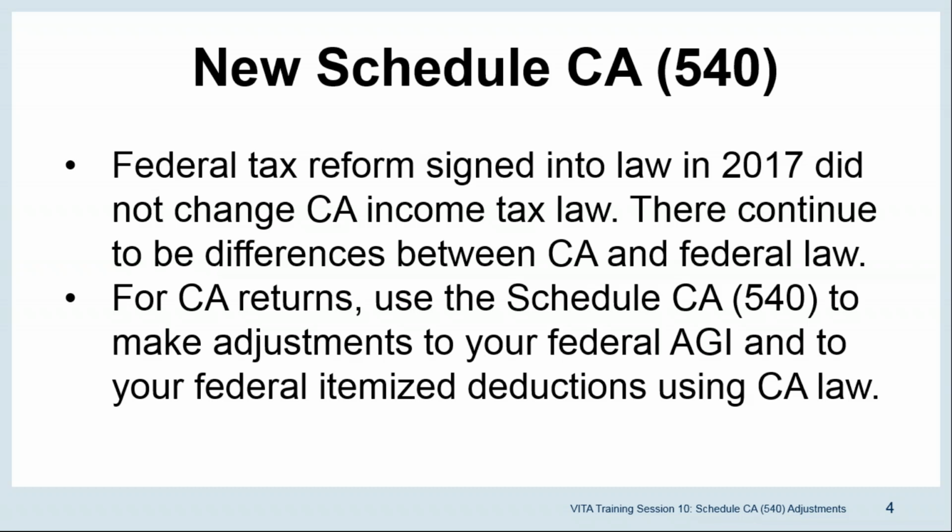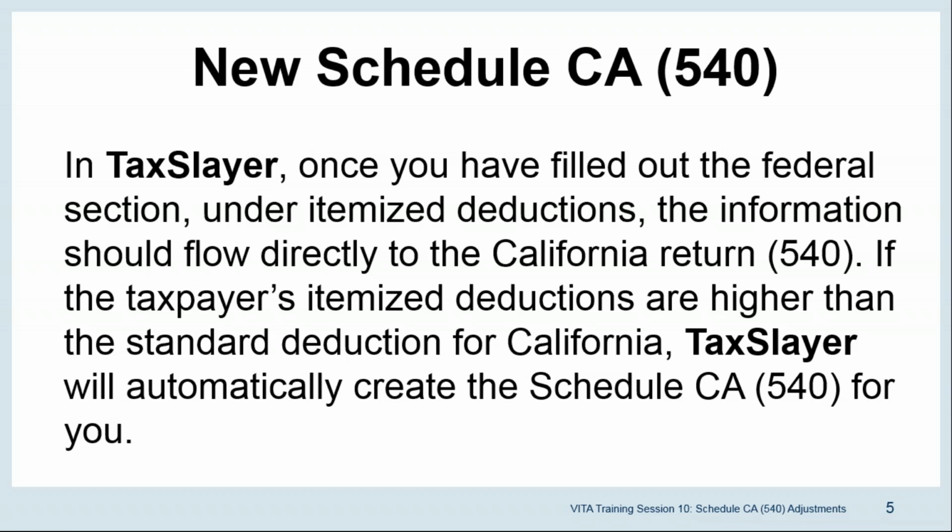When it comes to doing California income tax returns, you will use the Schedule CA 540 to make adjustments to your federal AGI and to your federal itemized deductions using California law. In TaxSlayer, once you have filled out the federal section under itemized deductions, the information should flow directly to the California Return 540. If the taxpayer's itemized deductions are higher than the standard deduction for California, TaxSlayer will automatically create a Schedule CA 540 for you.